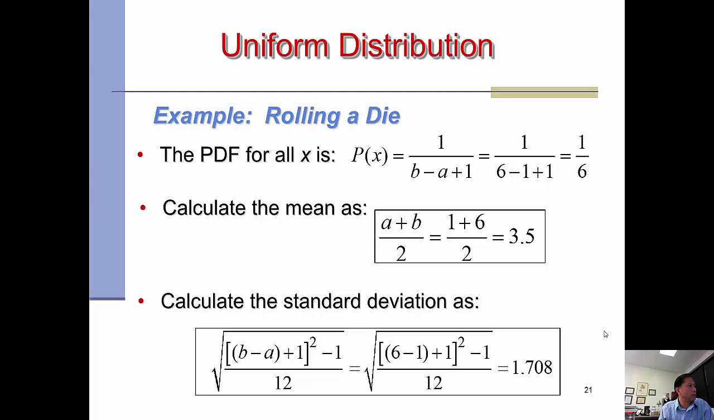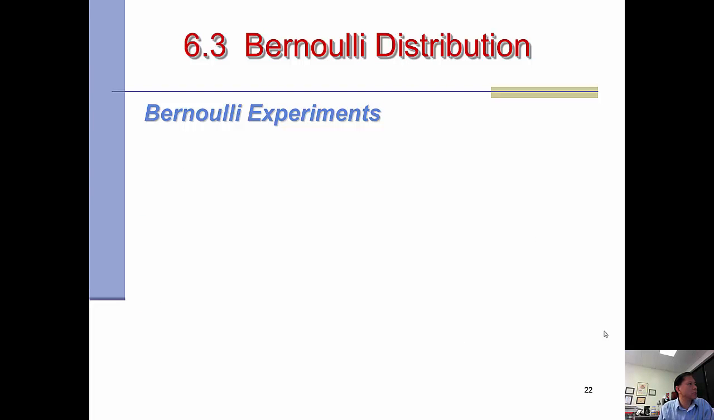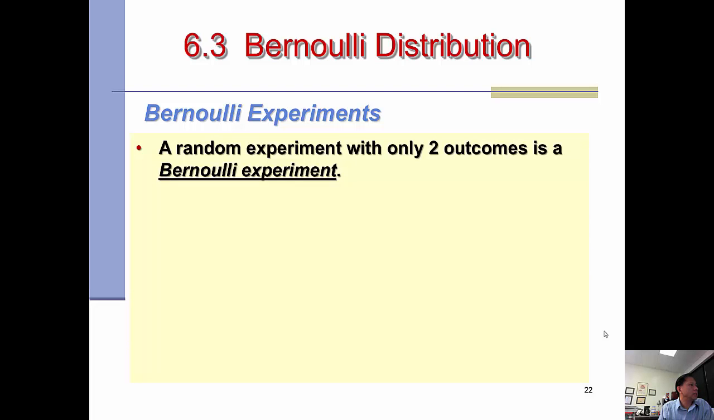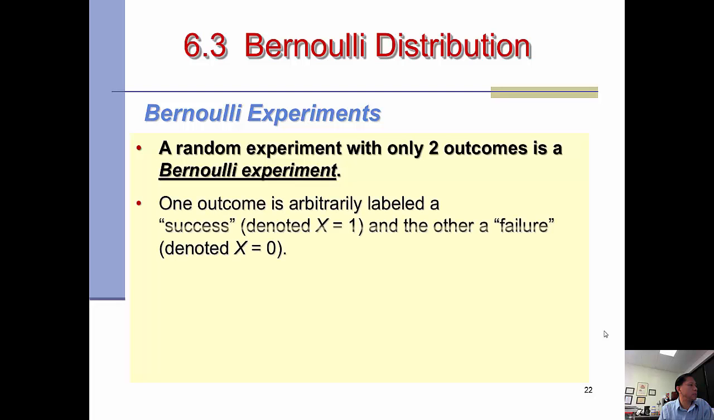Now let's talk about another distribution called the Bernoulli distribution. Basically, what is a Bernoulli distribution? That's a random experiment with only 2 outcomes. That's called the Bernoulli experiment. If you flip a coin, you have 2 outcomes, right? You have a head or tail. That's a Bernoulli experiment. One outcome is arbitrarily labeled as success. Now, this has nothing to do with success or failure in ordinary society. We just call it success, right?